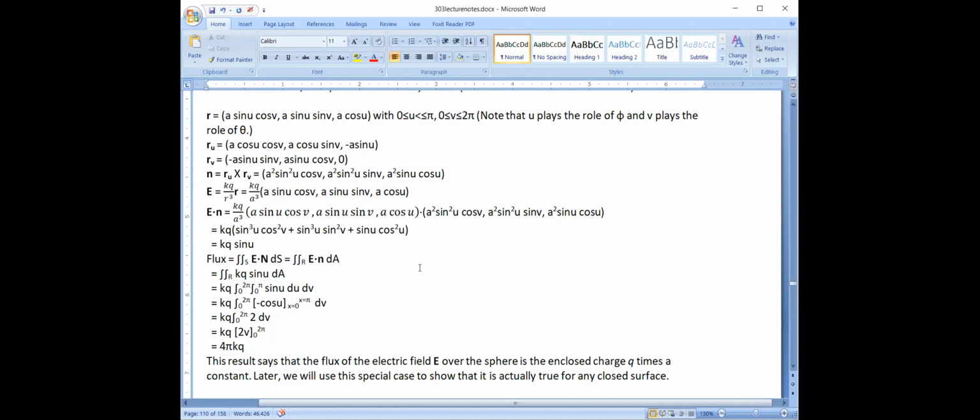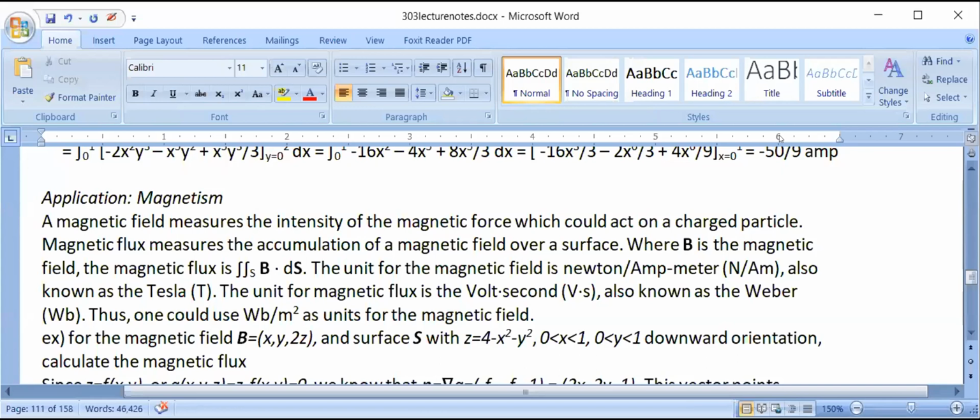Let's take time to do one more example. Okay, one more application, magnetism. So we'll be talking about a magnetic field. This measures the intensity of a magnetic force which could act on a charged particle. Now, when we calculate our flux integral, it gives us the magnetic flux. The magnetic flux measures the accumulation of the magnetic field over a surface.